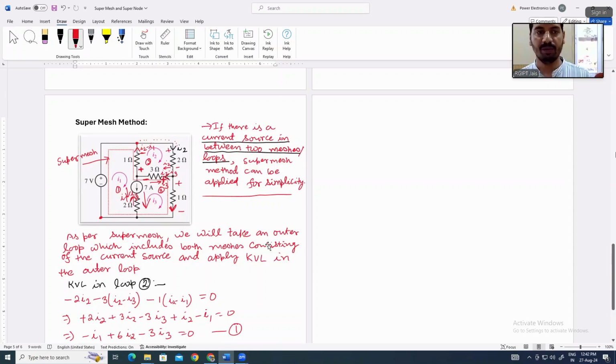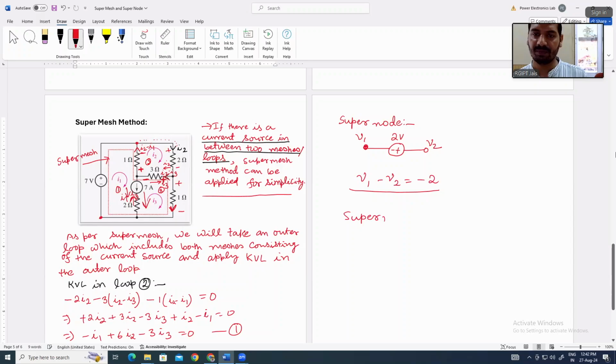Just like in the previous super node, you have seen that this is V1. In between V1 and V2 there was a 2 volt voltage source. This was V2. And this you considered as a super node. So by applying KVL at this super node, you wrote the equation V1 minus V2 is equal to minus 2. You wrote that there in the super node, right?